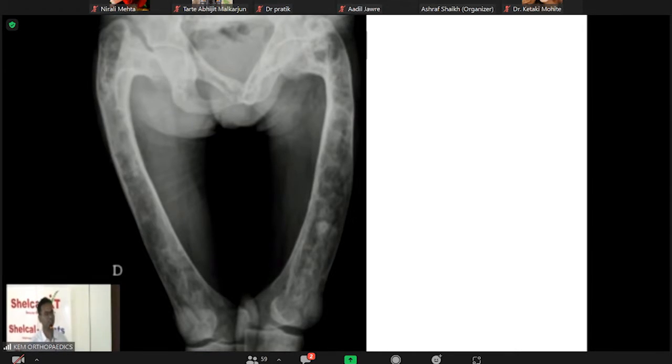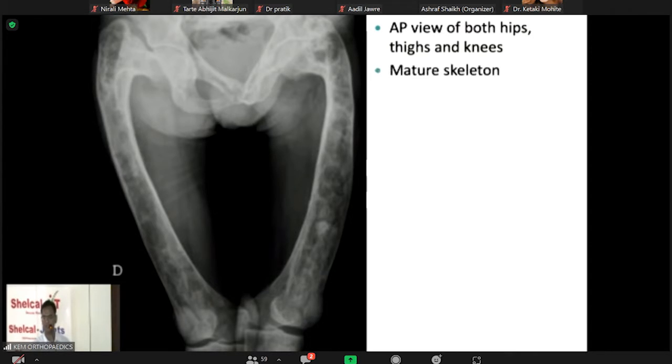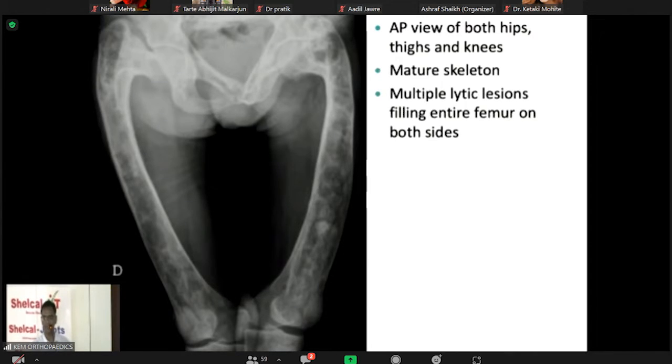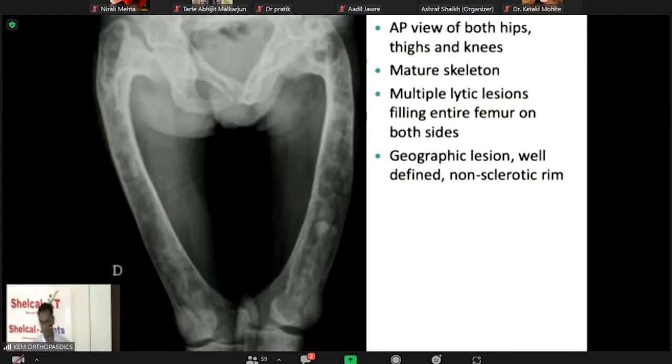This is easy. This is a plain X-ray of the bilateral femur with the pelvis. So both hips, thighs, and knees, everything for you. Showing permeative geographic lesions extending over the whole femur. So multiple lytic lesions. No periosteal reactions are seen. Geographic lytic lesions all throughout both the femurs.